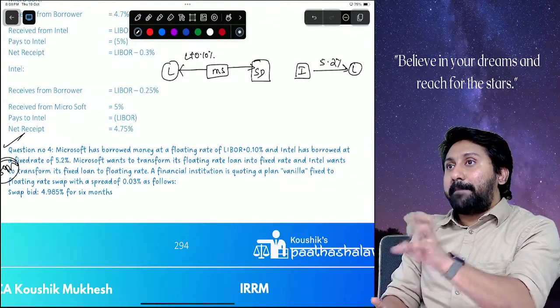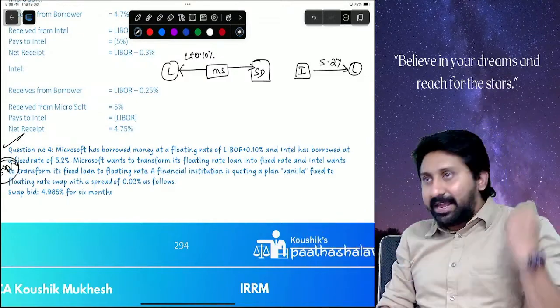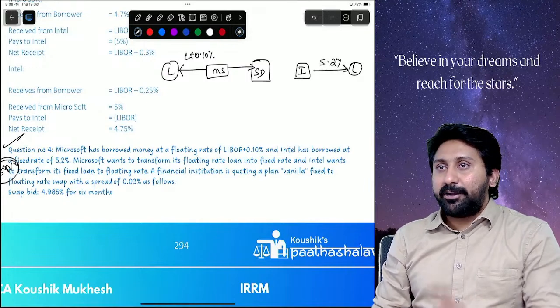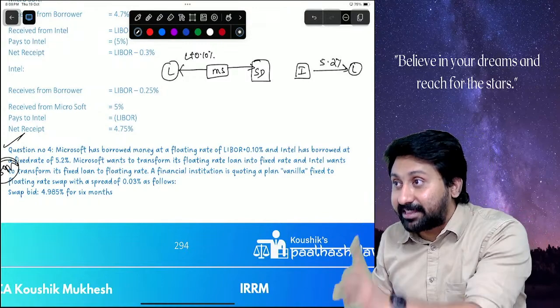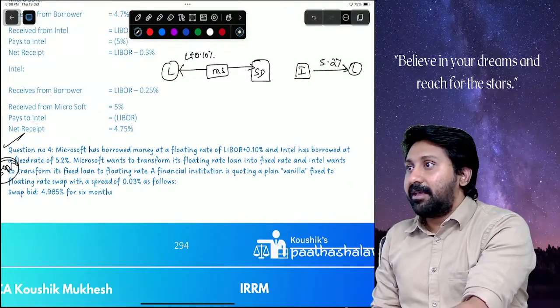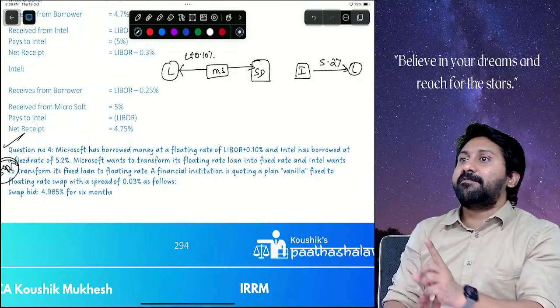That means you are buying LIBOR, so you have to pay fixed. You are selling LIBOR, so you have to buy the fixed. I told you, in the swap chapter, interests are exchanged with interest only. Floating is exchanged with fixed, and fixed is exchanged with floating.